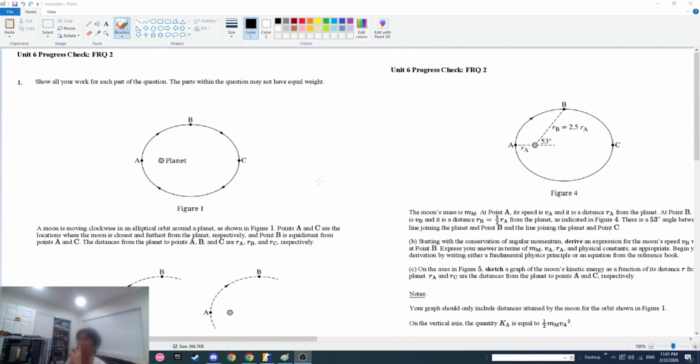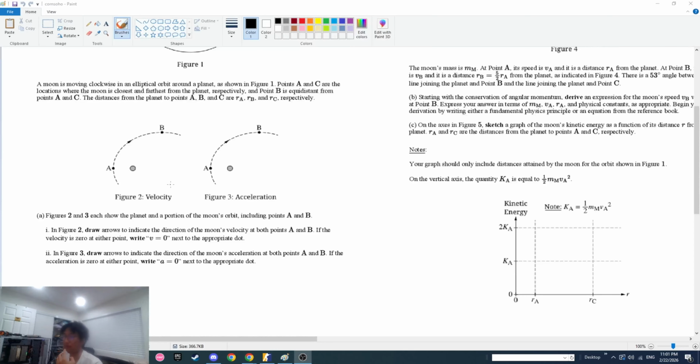Okay, I'm Aaron, and this is my Unit 6 Progress Check FRQ 2. So in part A1, we're asked to draw the arrows to indicate the direction of the moon's velocity. So we know that it's moving in an elliptical orbit, so the velocity should be drawn at the tangent, like that, and like that.